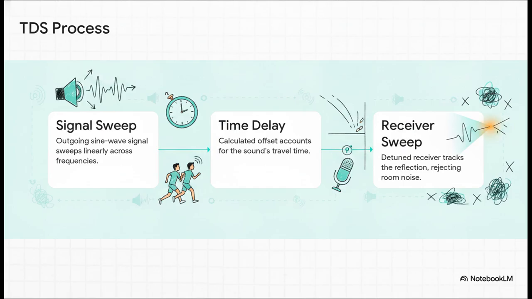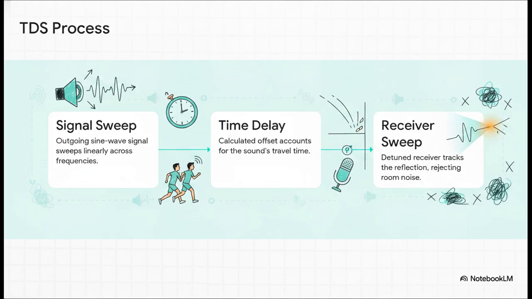Now, this dynamic probe enables an absolutely genius invention by Richard Heyser called time delay spectrometry, or TDS. It essentially works like a perfectly synchronized dance. First, you send out that swept sine signal. But sound is actually pretty slow. It travels through the air at a leisurely 1,130 feet per second. So step 2 introduces a calculated time delay to account for that.